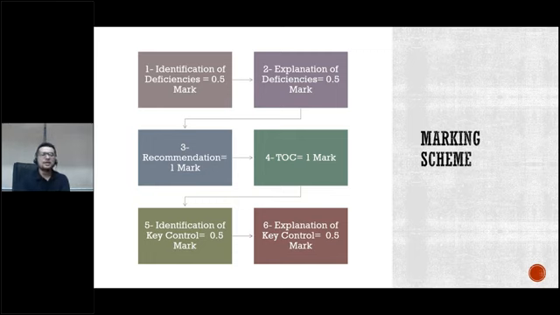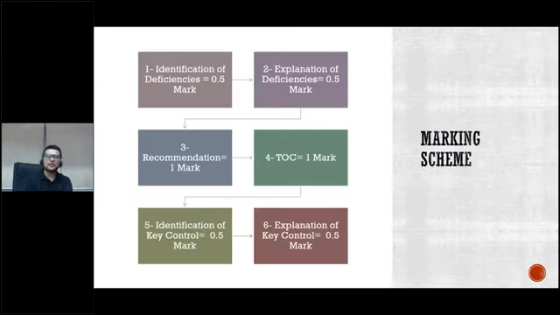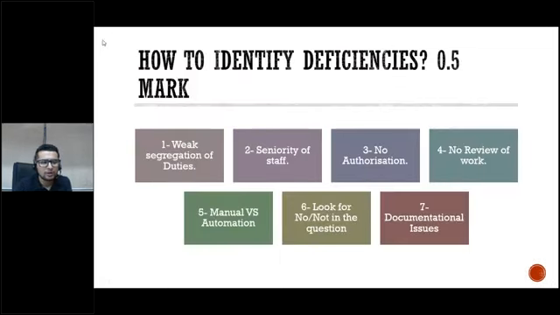Okay, as I said, exam requirements number 2 and 5 are opposite to each other, and that is why their marking scheme is copy paste. The identification of deficiency gets half mark, and the identification of key control gets half mark. Again, the identification of key control would be from the question itself, and the explanation of key control will give another half mark. Are you all clear with the marking scheme?